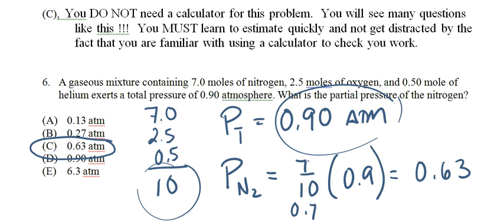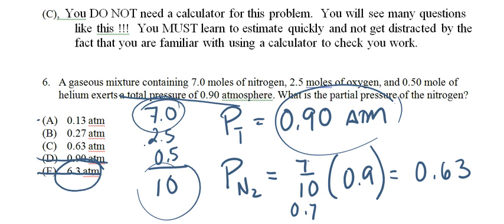Now, let's be logical about this. Did I really even have to do that type of calculation? I think we can honestly eliminate 0.9 as an option. I think we can also eliminate 6.3 atmospheres. There's no way that if the total pressure is 0.9, it's going to be 6.3. You can't do that. Also, we know that if this thing is mostly nitrogen, it can't be 0.13. Also, a third of that would be about that. So technically, I didn't even have to do a calculation.